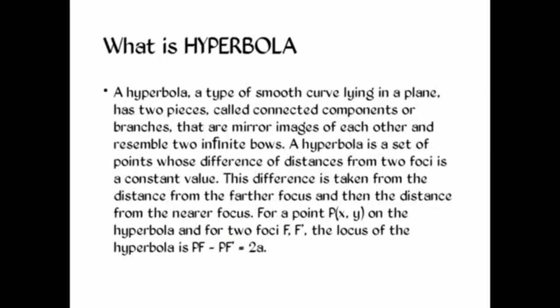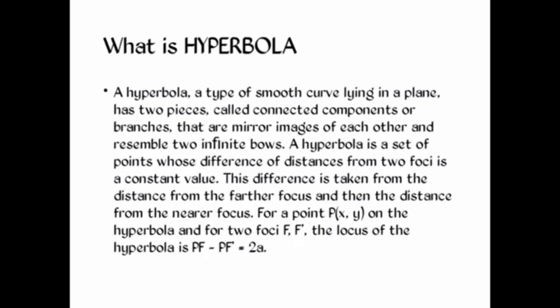This lesson is all about the conic section, which is the hyperbola. So what is a hyperbola? A hyperbola, a type of smooth curved line in a plane, has two pieces called connected components or branches that are images of each other and resemble two infinite bows.